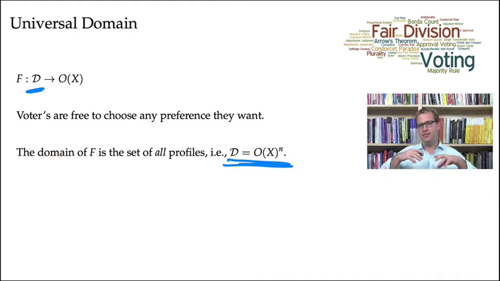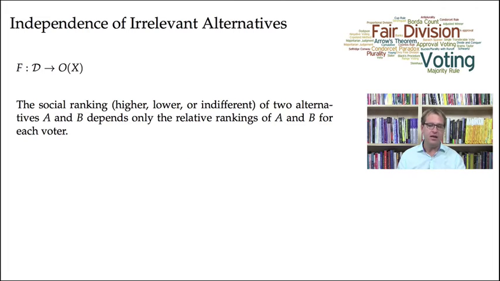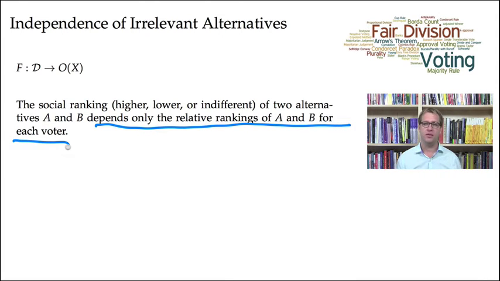We do not rule out any profile from the beginning. So that's universal domain. The third assumption, rather, is independence of irrelevant alternatives. What this says is the social ranking of two alternatives A and B depends only on the relative rankings of A and B for each voter.